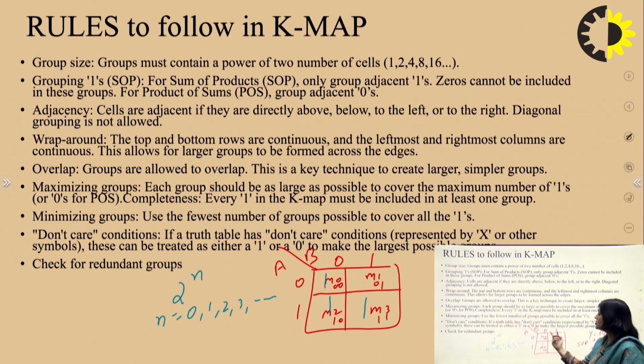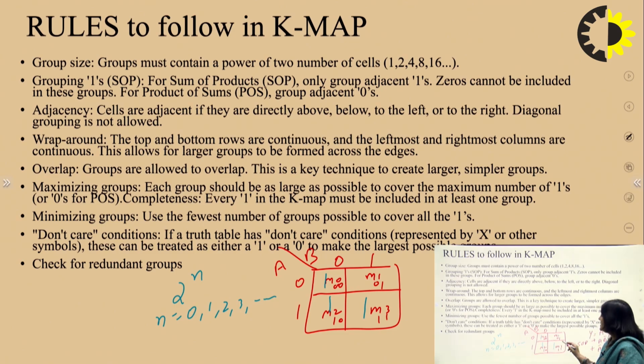We can make a group of a single 1. We can make a group of 2 to the power 1, that is 2 ones, like a pair. But if we put the value of n as 2, then 2 to the power 2 is 4, so we can make a group of 4 ones, which is called a quad.